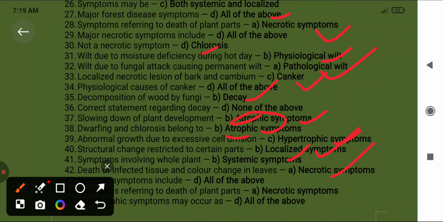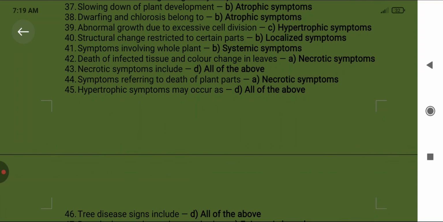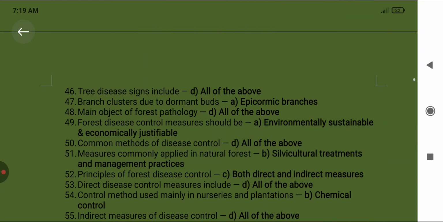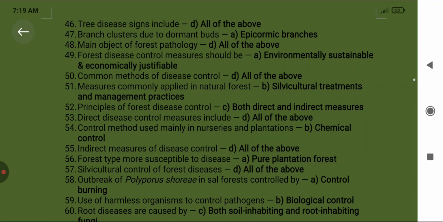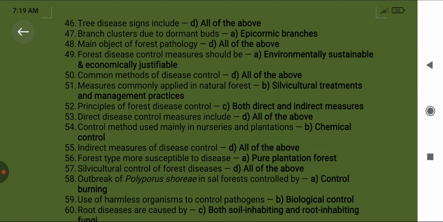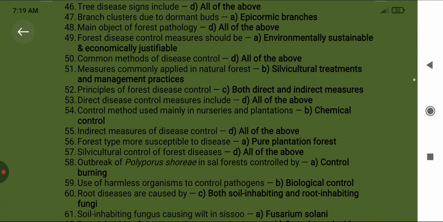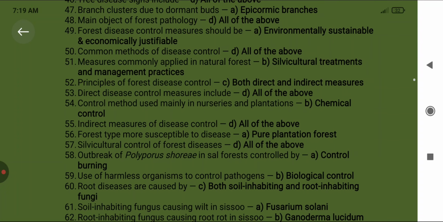Death of infected tissue and color change in leaves are necrotic symptoms. Symptoms that refer to death of the plant are necrotic. Hypertrophic symptoms may occur in all. Tree disease signs include all. Branch cluster due to dormant bud is epicormic branch. Forest disease control measures should be environmentally sustainable and economically justifiable.